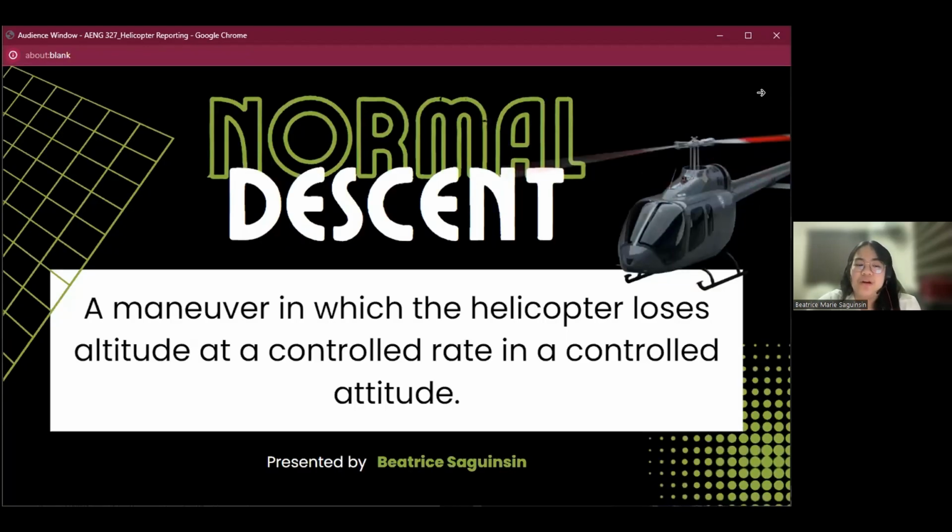So the next maneuver I will discuss is the normal descent. As shown in the presentation, it refers to the maneuver where the helicopter loses altitude at a controlled rate in a controlled attitude. Next slide, please.